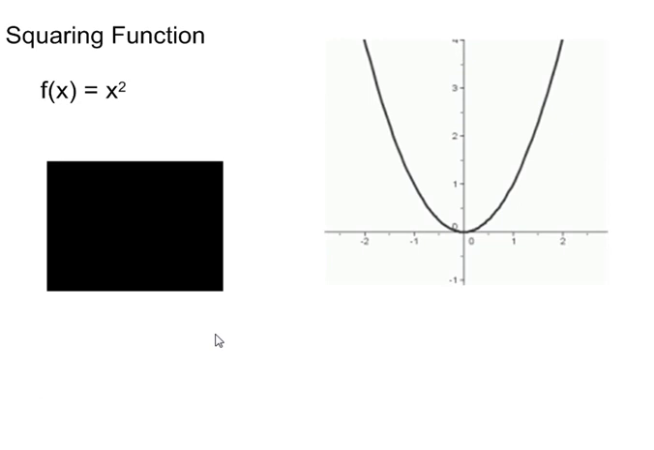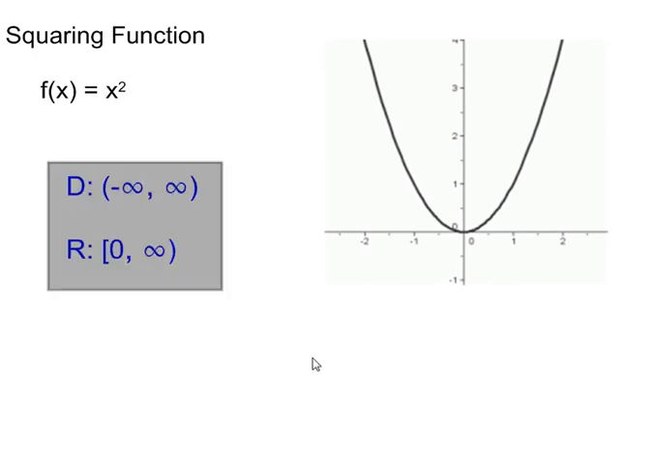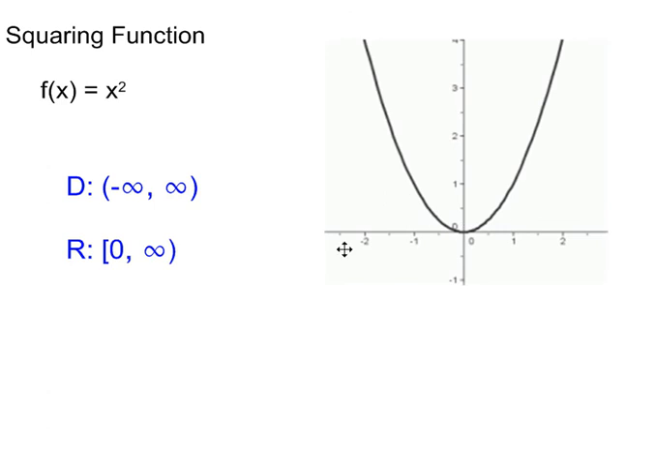Next, we have the squaring function, f of x equals x squared. Here, the domain is still negative infinity to infinity. The range, however, is 0 to infinity, including 0. Notice the bracket. The graph does touch 0, so we do include it.